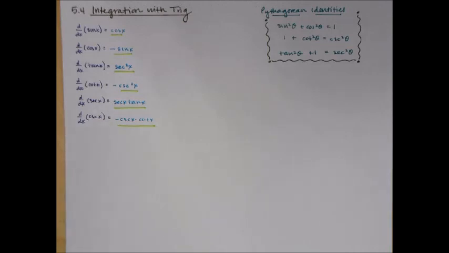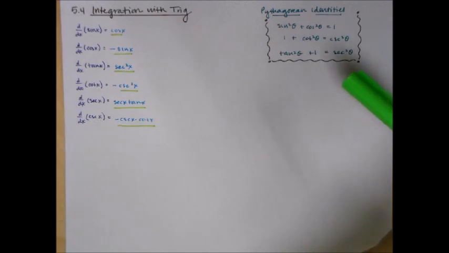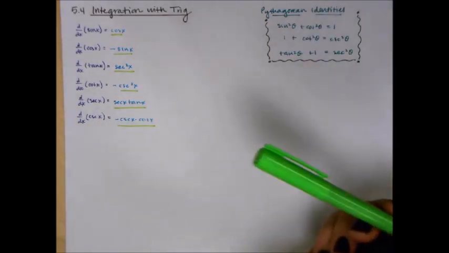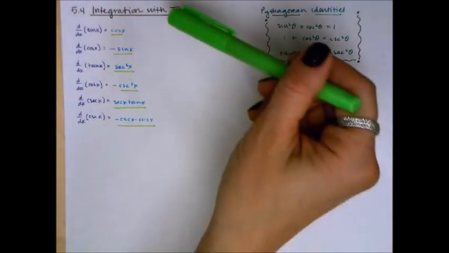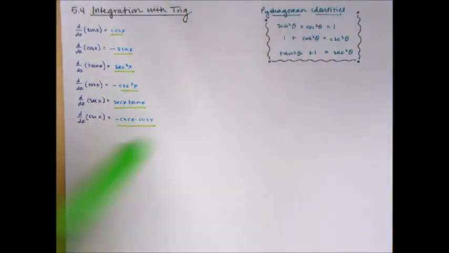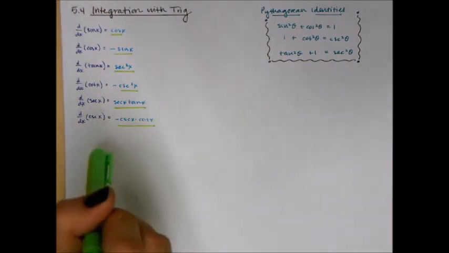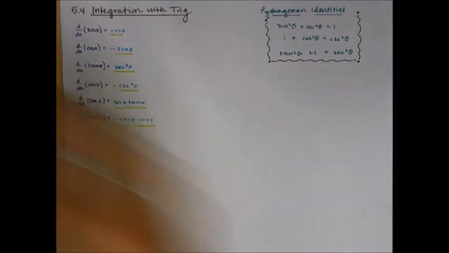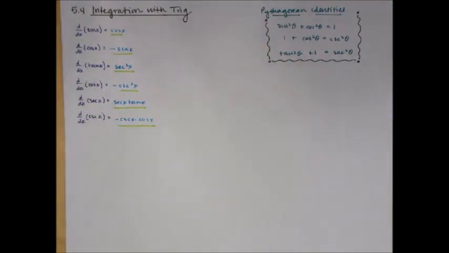If you don't see one of these things, you may have to make a substitution with a Pythagorean identity, or you may have to simplify the trig expression in order to get it into one of these forms. And this is what you're looking for. The better you know these derivatives, the easier the integrals will be. So let's go ahead and start with our first example.